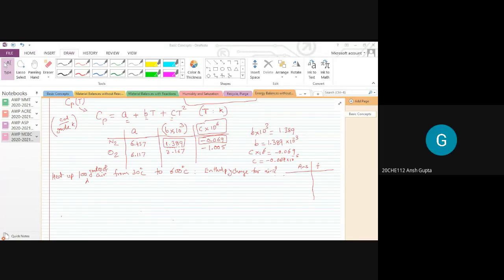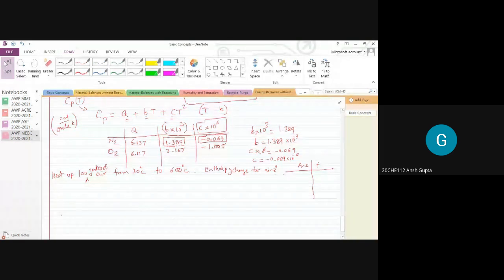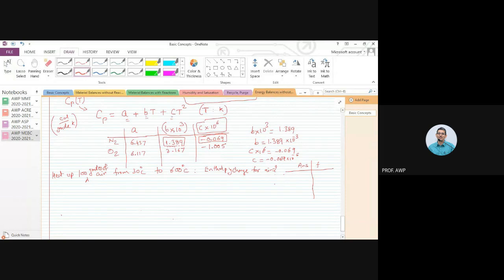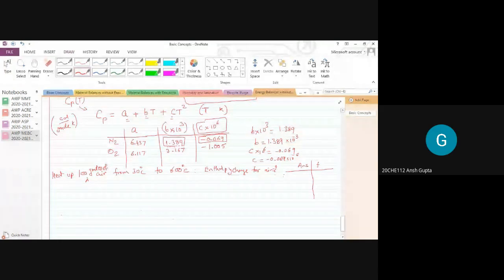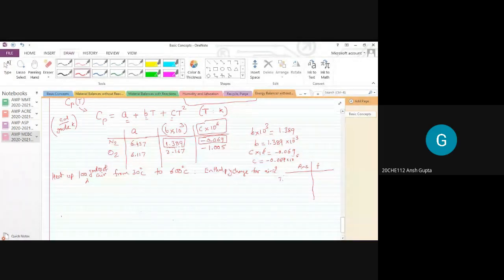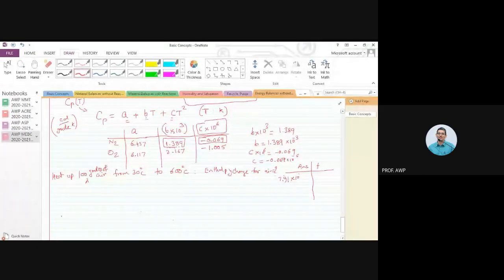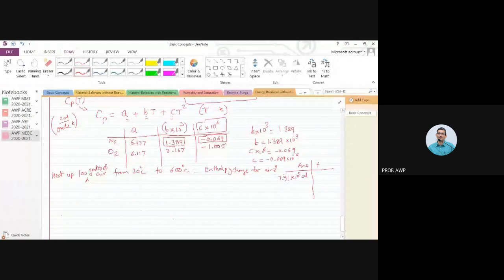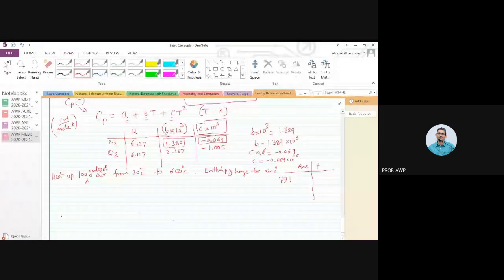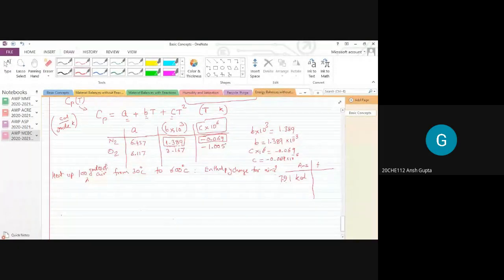Sir, I am getting 7.91 into 10 power 5. What units? The given units, calories. Not given units. You tell me whatever are your units. Calories. 7.91 into 10 raised to 5 calories. Right? So shall we just say 791 kilocalories? Yes, sir.